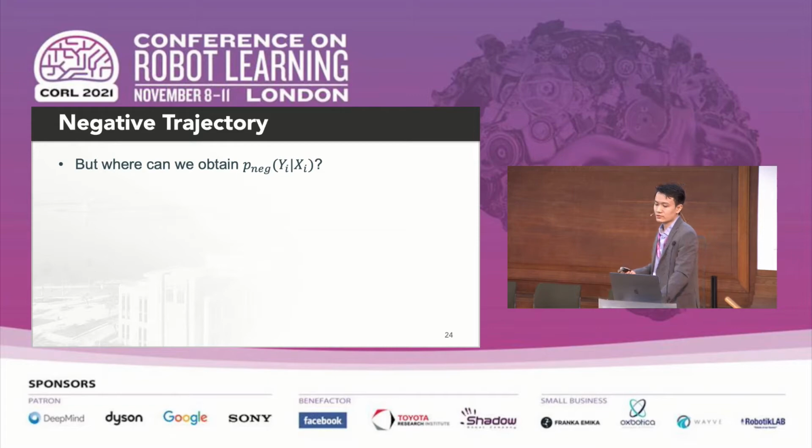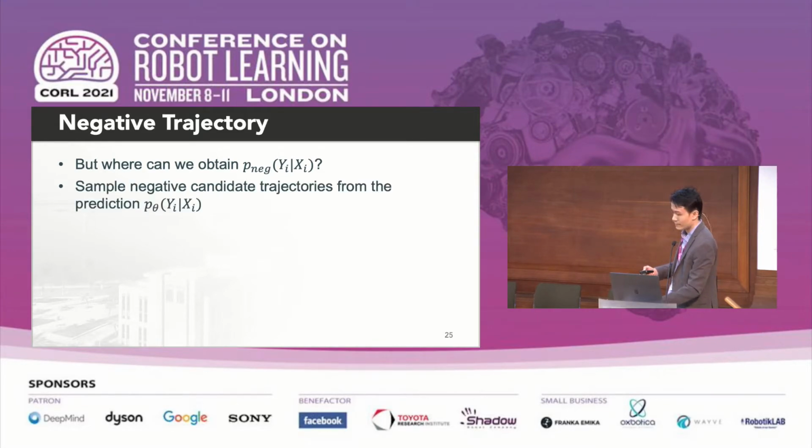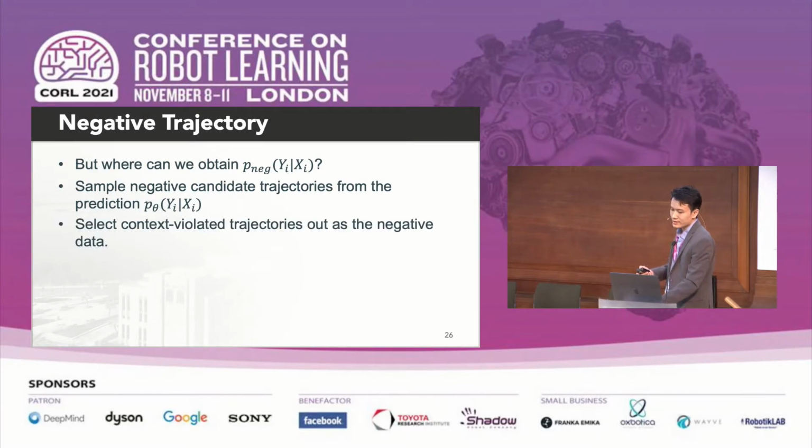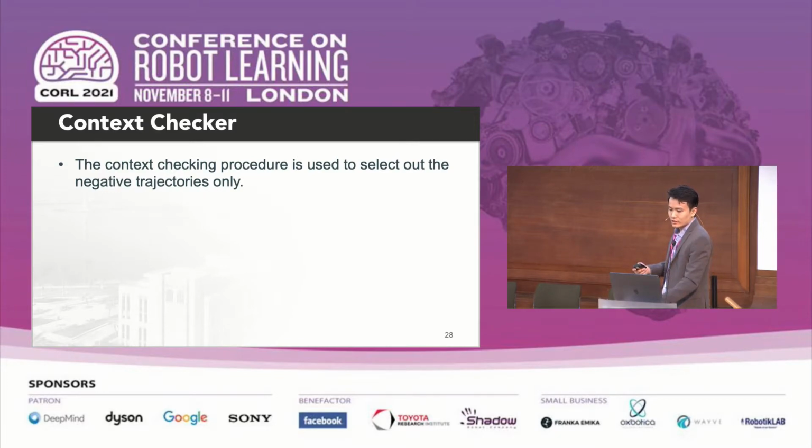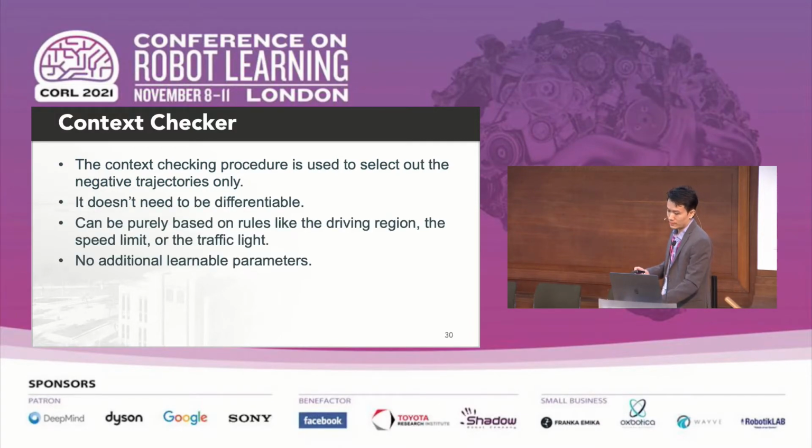But where can we obtain the negative trajectory distribution and sample from it? Since we want to exclude the context-violated region from the predicted distribution, we could first sample negative candidates from the prediction, and then check and select out the context-violated ones as the negative data. In this case, the model itself and the context checking procedure together explicitly define the negative trajectory distribution. Note that the context checking procedure is used to select out the negative trajectories only, and it doesn't need to be differentiable. It can be purely based on rules like the driving region or the traffic light. Besides, we don't need to introduce any additional learnable parameters here.